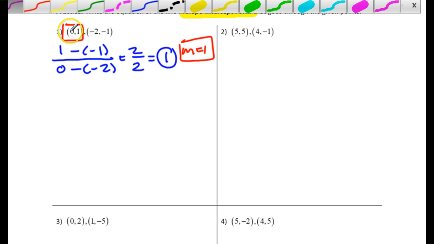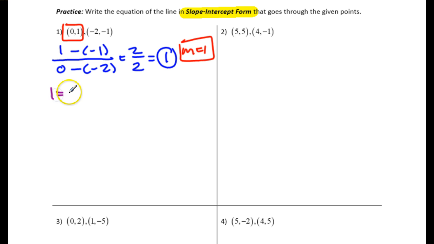Okay, so now I'm going to plug in my x, y, and my m. So now y is 1 equals mx plus b. My m is 1 because we found it. The x is 0. That side's done. 1 times 0 is 0 plus b. b plus 0, it's like it's not even there, right? So here my b is 1.